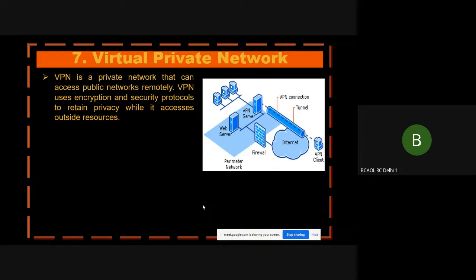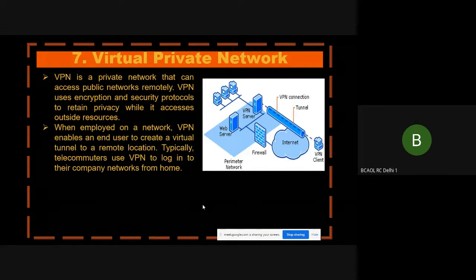Right? So suppose I'm sitting at my home and I want to connect to my office and see what data is in my database server. So I can connect to the VPN network of my office, and I can connect to the database server. That is VPN, virtual private network. When employed on a network, a VPN enables an end user to create a virtual tunnel to a remote location. Typically, commuters use VPN to log into their company networks from home. So it creates a virtual tunnel, a kind of security tunnel where you are connected with your company server from your home, right?